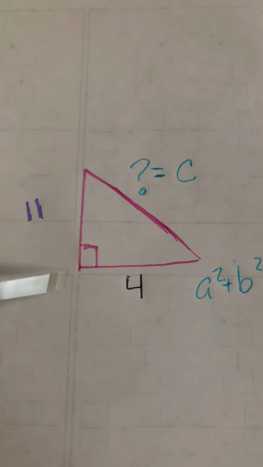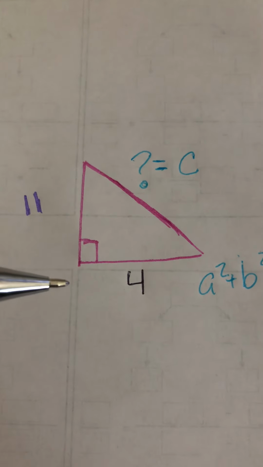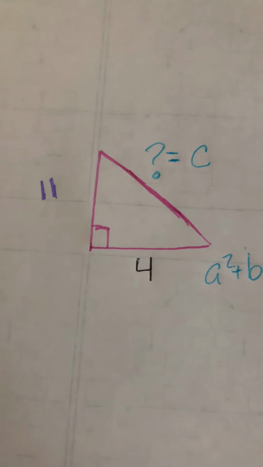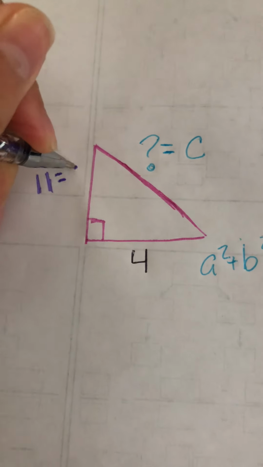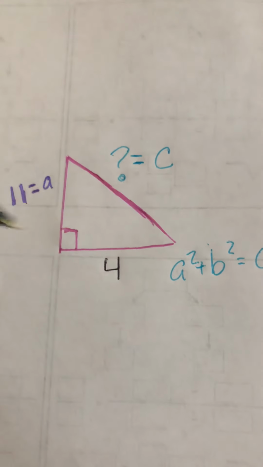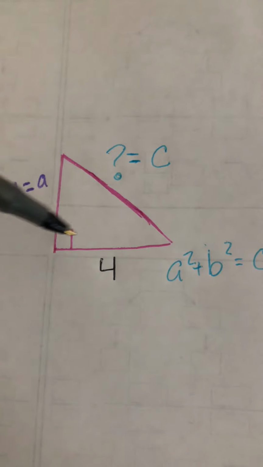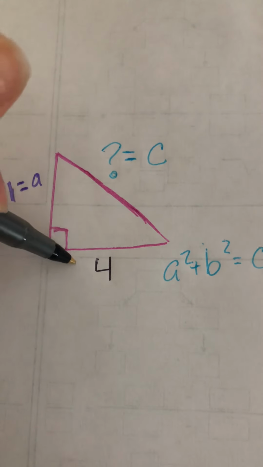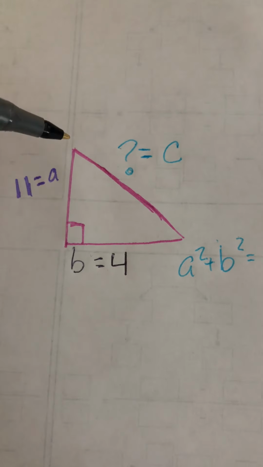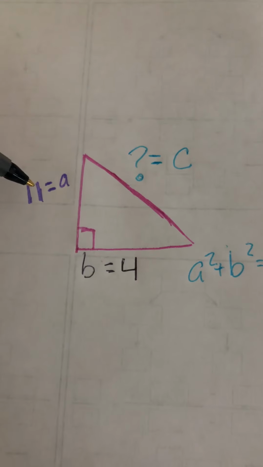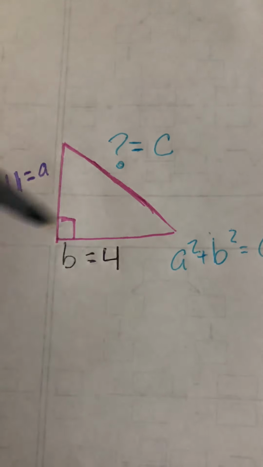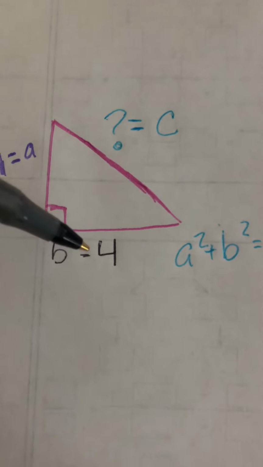But which one is A and which one is B? A is the vertical side, the one that goes up and down. In this case, our side that goes up and down is 11 units long, so 11 is my A value. My B value is the base of the triangle. The base, or the bottom, is 4, so B is equal to 4. A, my vertical side, is 11, and B, my horizontal side, left to right, is 4.